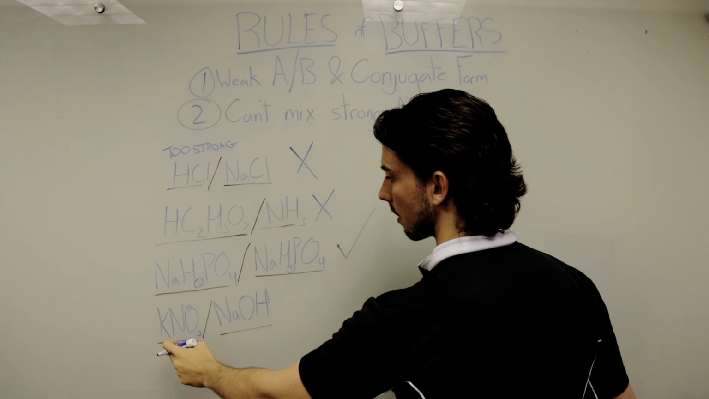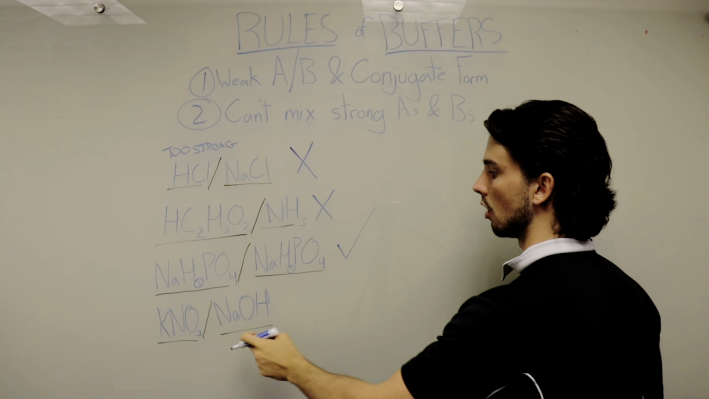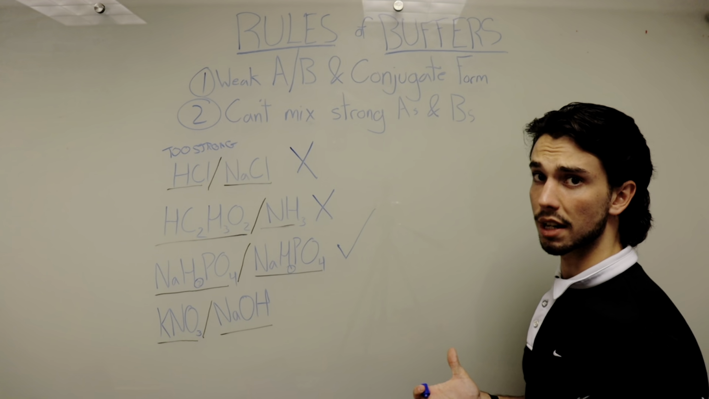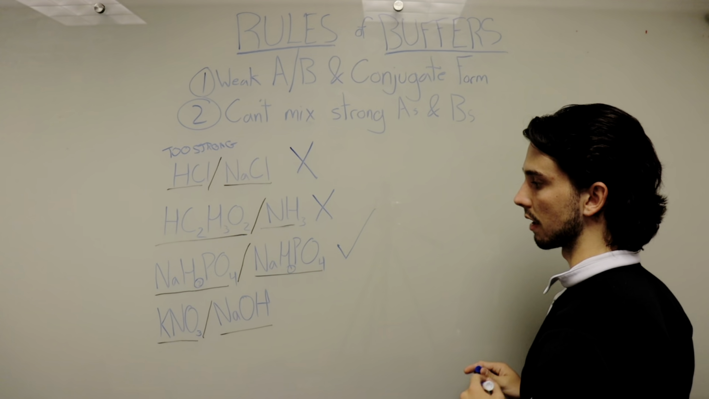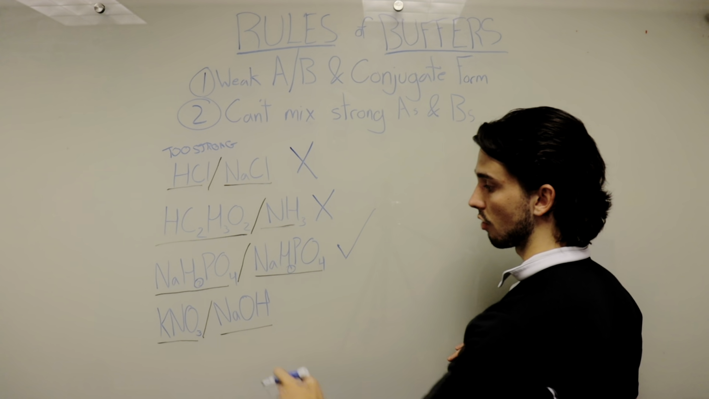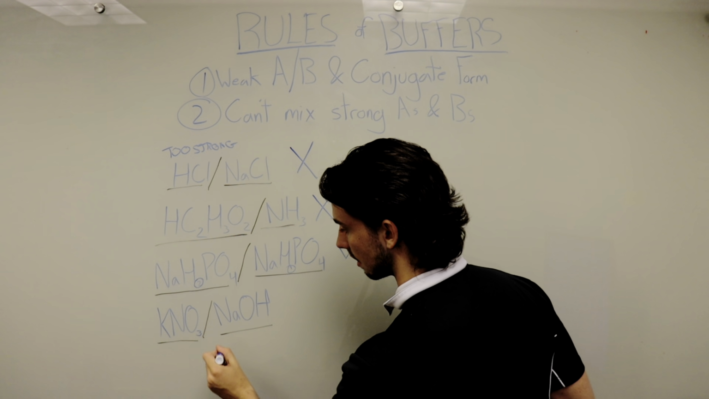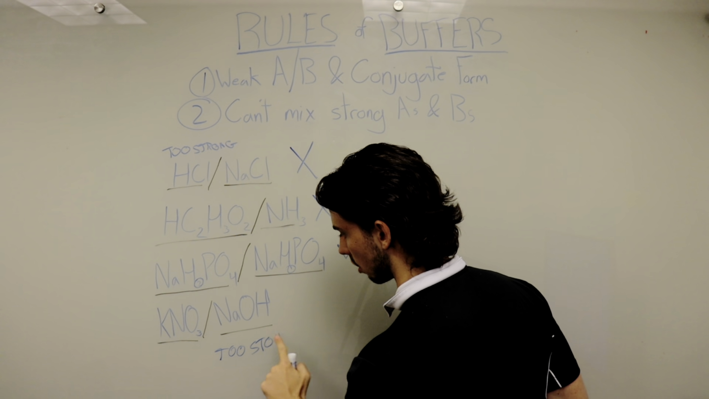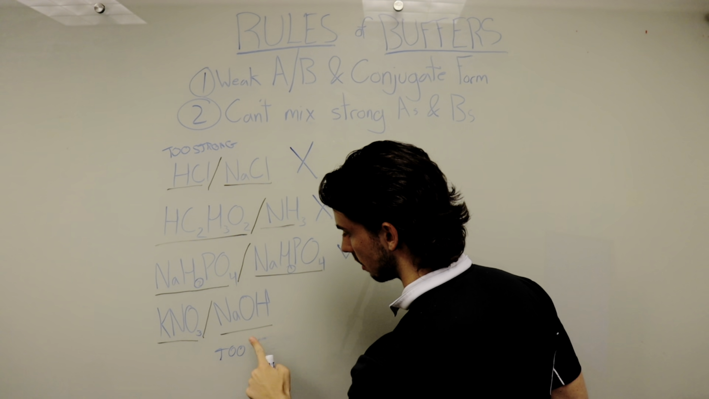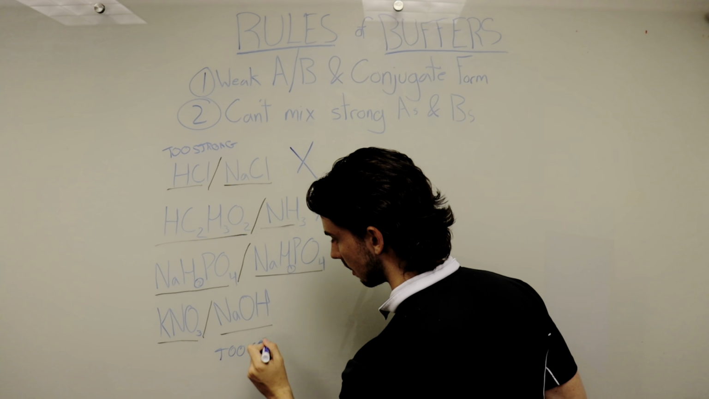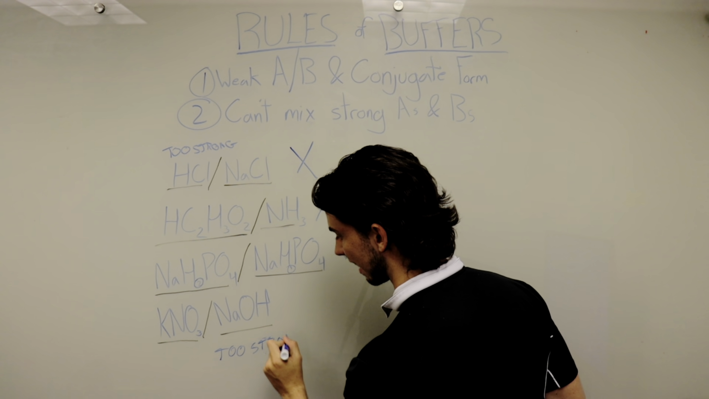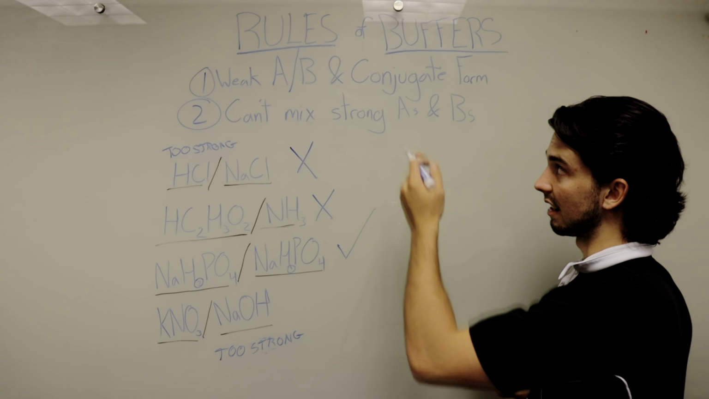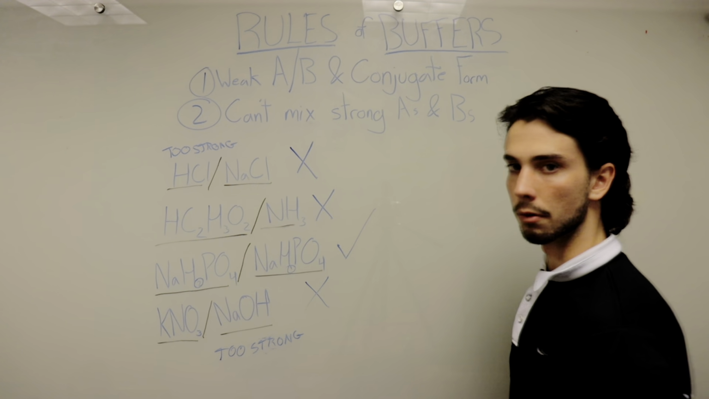Now let's look here. KNO3 and NaOH. KNO3 is going to be neutral. So it's not an acid or a base, meaning it's not going to affect the pH. And sodium hydroxide we know is a strong base. This is going to be too strong. So we have something that's neutral, and we add a super strong base to it. That's just going to increase the pH too much, not giving us a buffer solution.